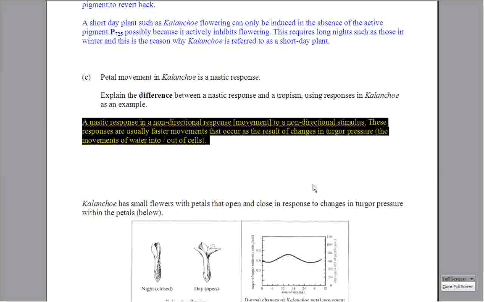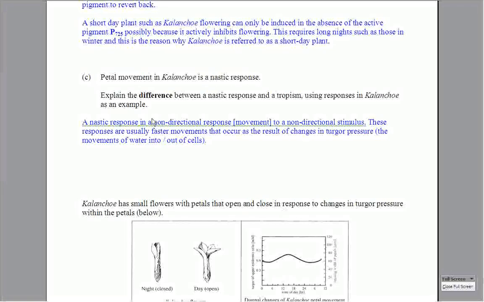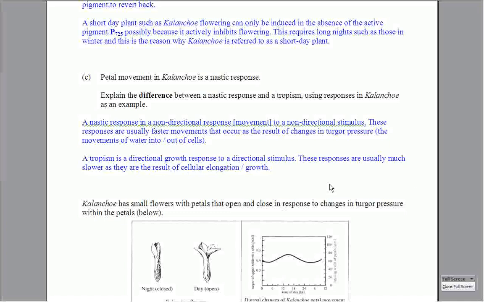Alright, so we can put that in here. A nastic response is a non-directional response, a movement to a non-directional stimulus. These responses are usually faster movements that occur as the result of changes in turgor pressure, the movement of water in or out of the cells. Alright, whereas a tropism is a directional growth response to a directional stimulus. These responses are usually much slower as they are the result of cellular elongation or growth.